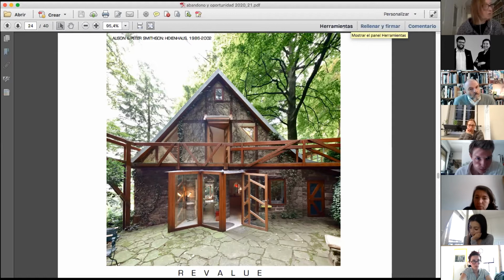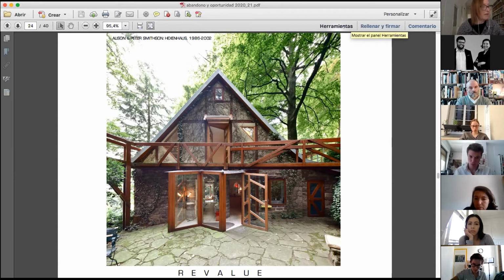The revaluation of architecture also takes into account the potential of the anonymous character of certain domestic architectures. This is why the case of the Hexe house in the state of Hessen, Germany, is so interesting. It is an anonymous two-floor house built of stone and gables, topped by a gable roof, renovated by Alison and Peter Smithson between 1985 and 2002.